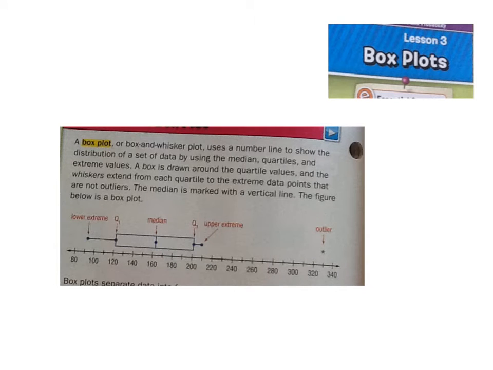This is Chapter 12, Lesson 3, Box Plots. Another vocabulary word. A box plot, or box and whisker plot, uses a number line to show the distribution of a set of data, using the median, quartiles, and extreme values.